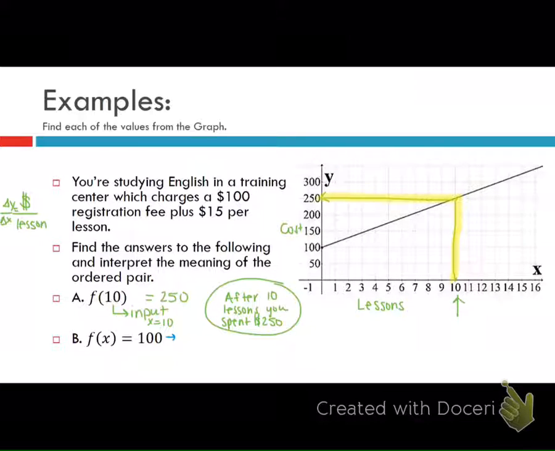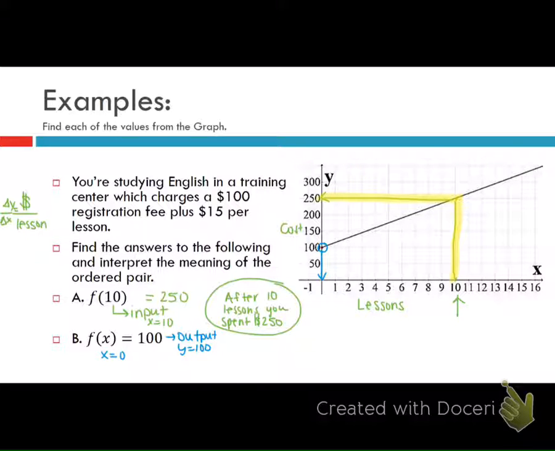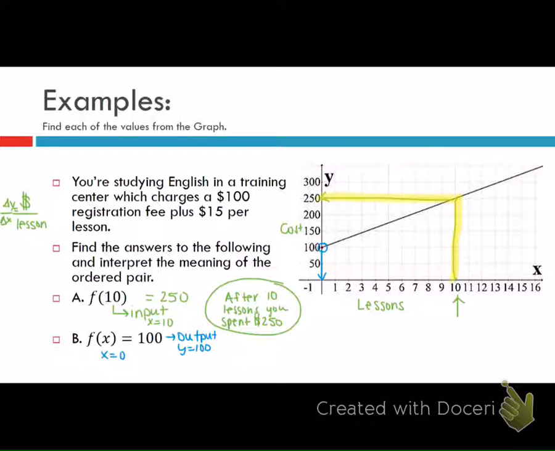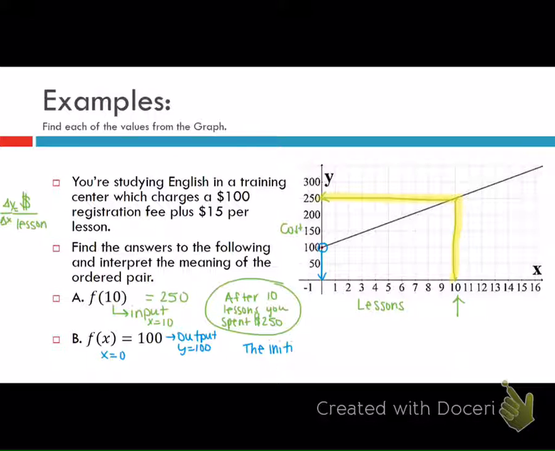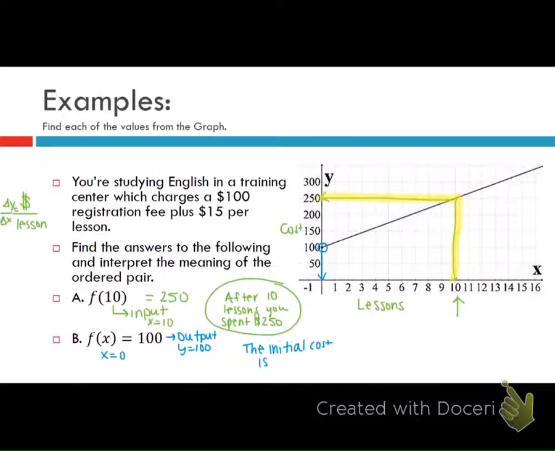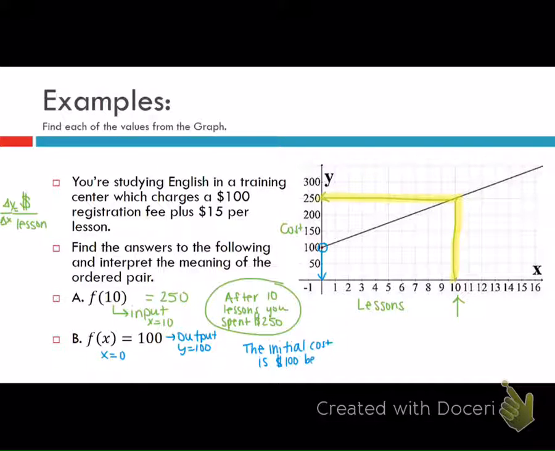Colin, is this input or output? All right, that is output. So that means that y is 100. So we go to the y-axis and find the number 100, and we find the x-coordinate that corresponds to it. What x-coordinate corresponds to that? Jayla? 0. So what does that even mean? Yeah, the initial cost at the center is $100. So 0 is like the initial. So the initial cost is $100 before you take a lesson.